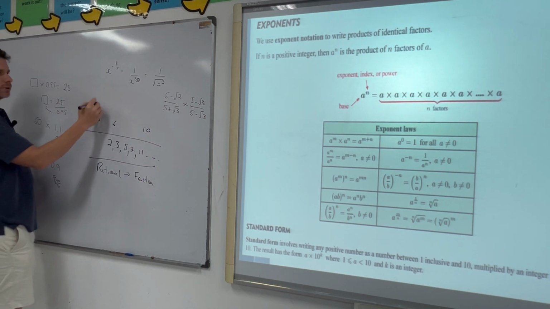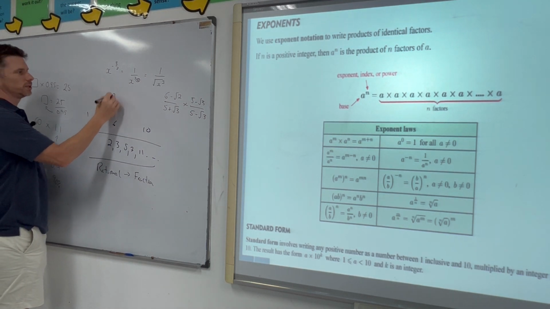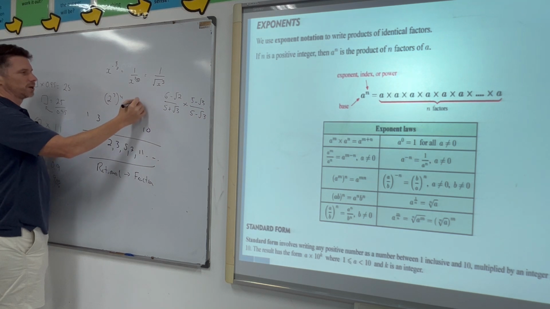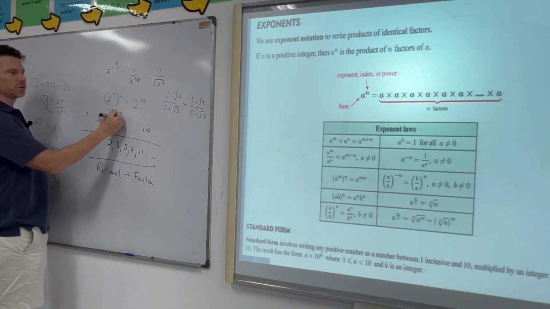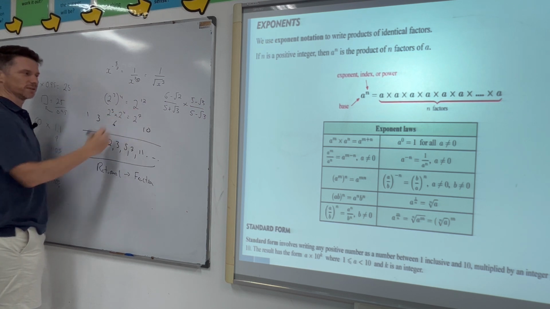Remember, a power to a power as well. If I have 2 to the power of 3, to the power of 4, that's 2 to the power of 12, not 7. Because 2 to the power of 3 times 2 to the power of 4, that's 2 to the power of 7.